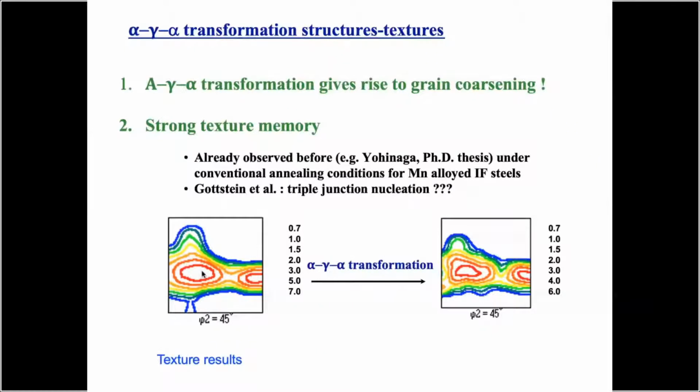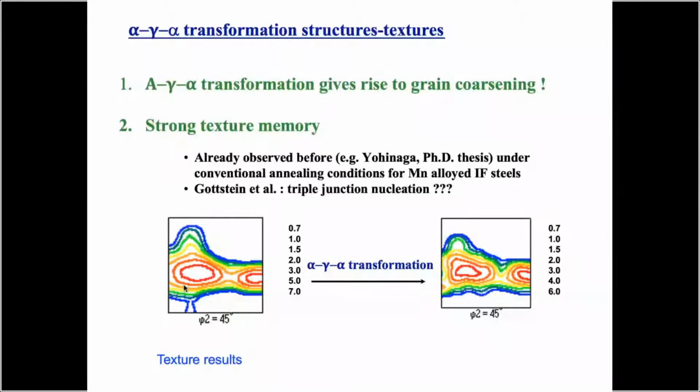Yes, you have 24 possible variants. So if you go from the room temperature ferrite texture, you go somewhere at high temperature in austenite. So each parent crystal can transform to 24 product crystals. And then you transform back, and again you have a 24 multiplication. So 24 squared is 576.